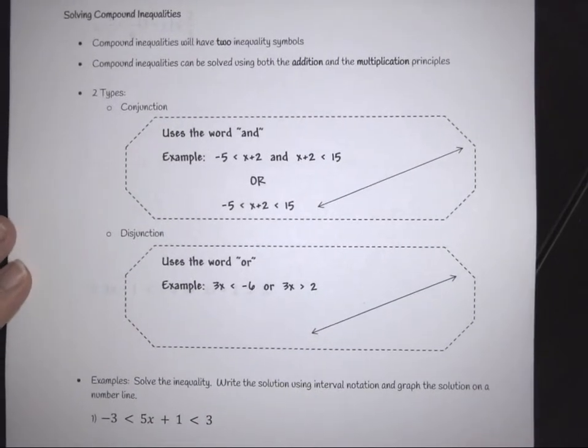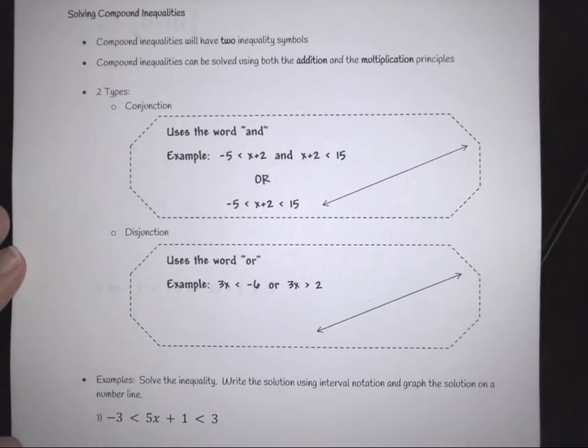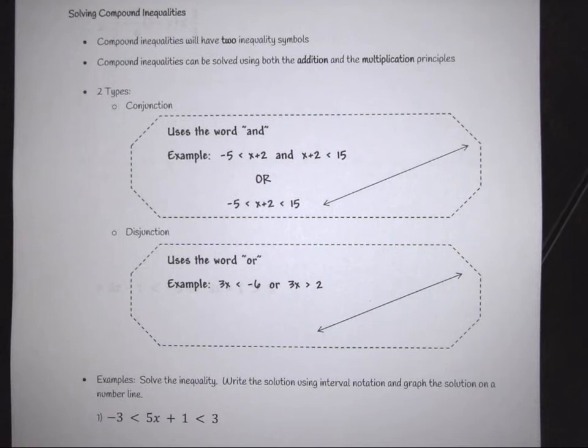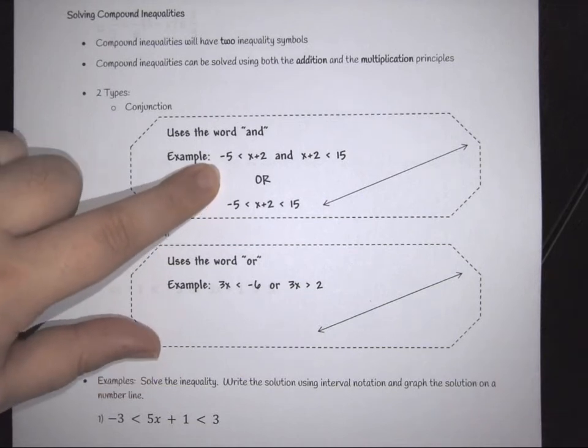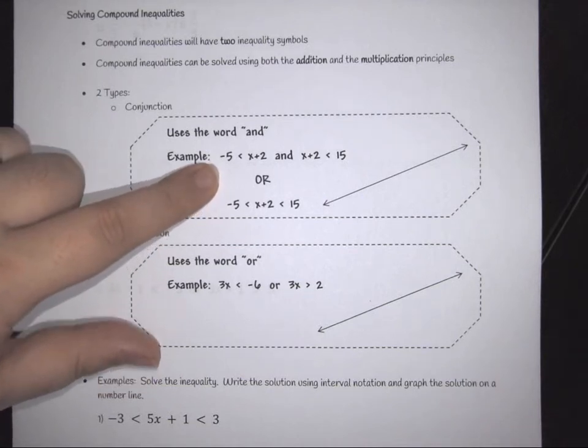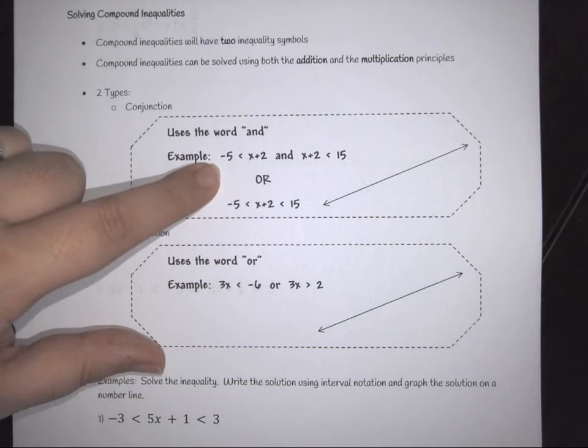Now, another thing that we do with inequalities is we have what's called compound inequalities. Compound inequalities have two types. First is conjunction. Conjunction is and. For example, you might see something like this where you have 5 is less than x plus 2 and x plus 2 is less than 15.